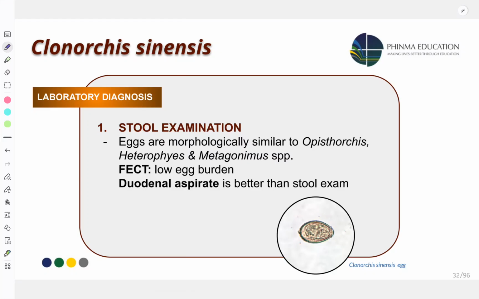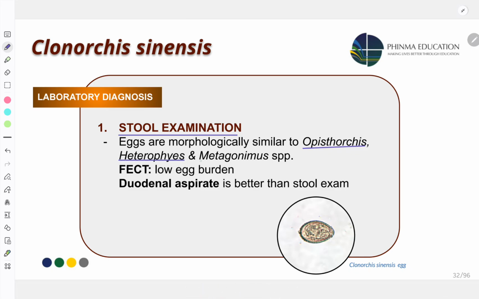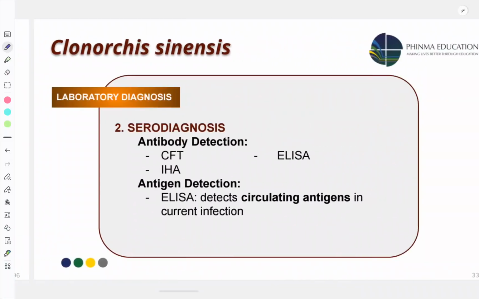So the laboratory diagnosis of Clonorchis sinensis is of course stool exam, since it is a liver fluke. From the liver, the ova are released to the bile duct and then to the intestine. Morphologically, they are similar to Opisthorchis, Heterophyes, and Metagonimus species. It is also possible to use duodenal aspirate, and there is a higher chance of finding ova using the duodenal aspirate compared to stool.